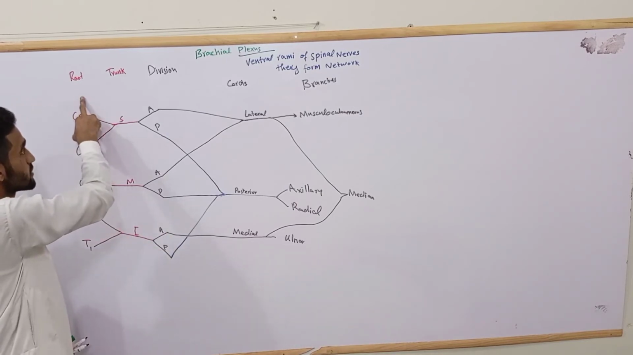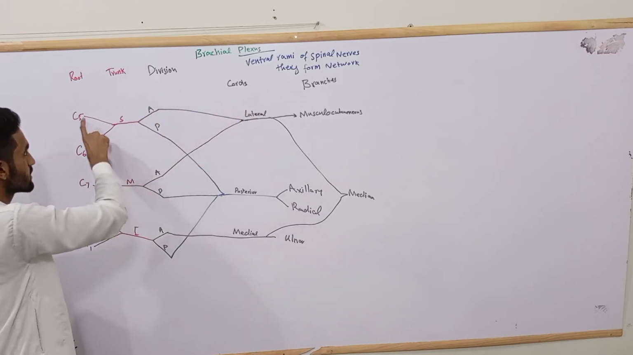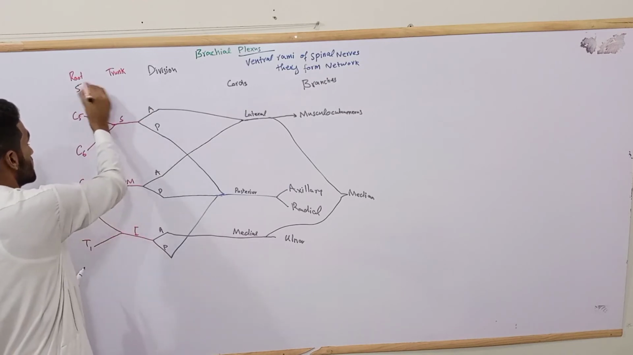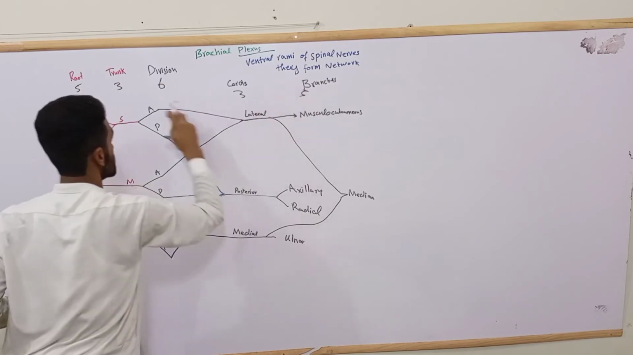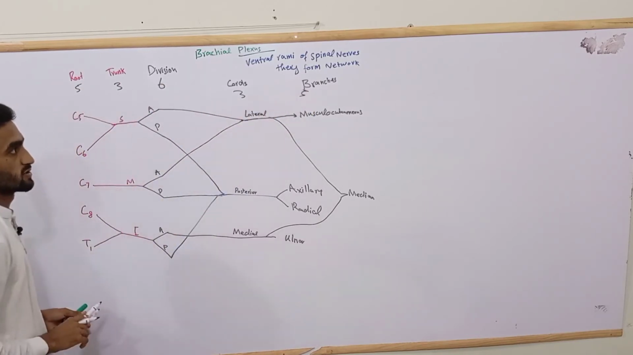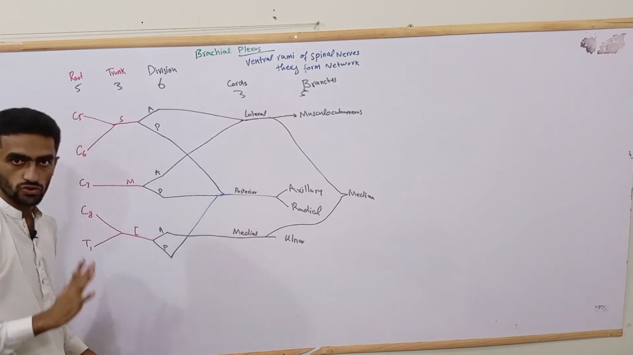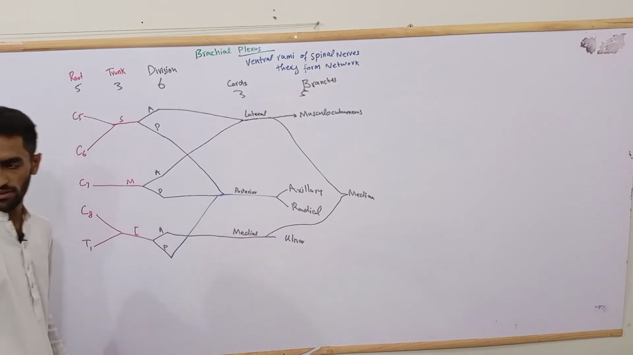So first we have set a root, trunk, division, cords, branches. So 5, 3, 6, 3, 5. The center is 6, and the same pattern on both sides. So 5 branches, 3 cords, 3 trunks, 6 divisions, 5 roots. So this is some rough idea. Now I draw it in a tricky way and add more.